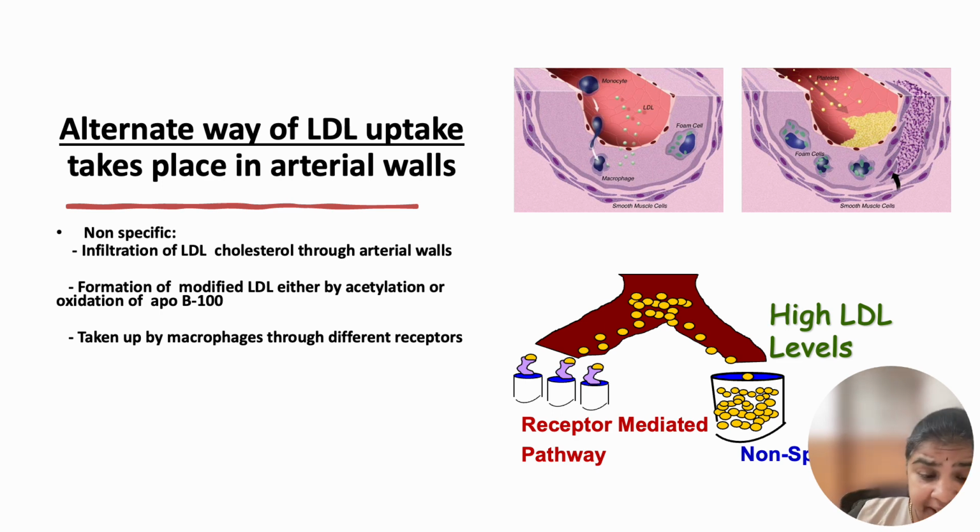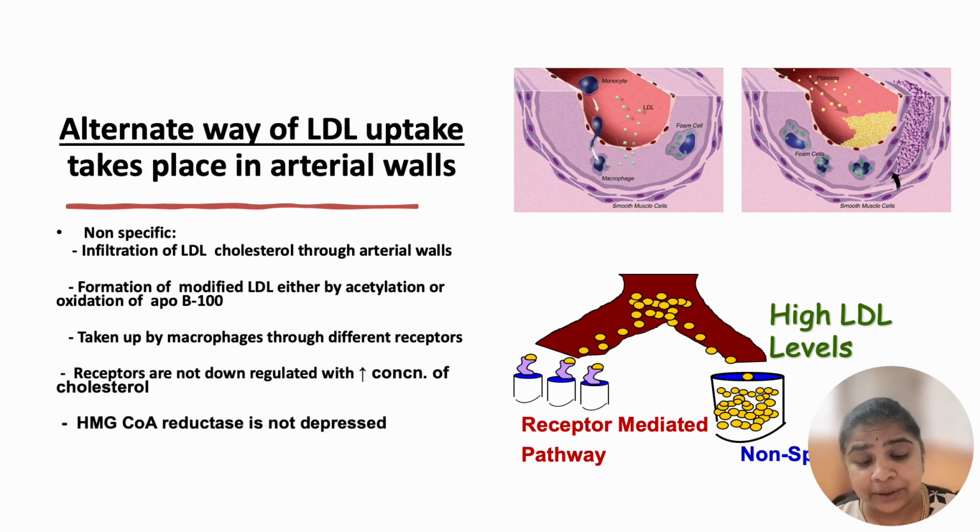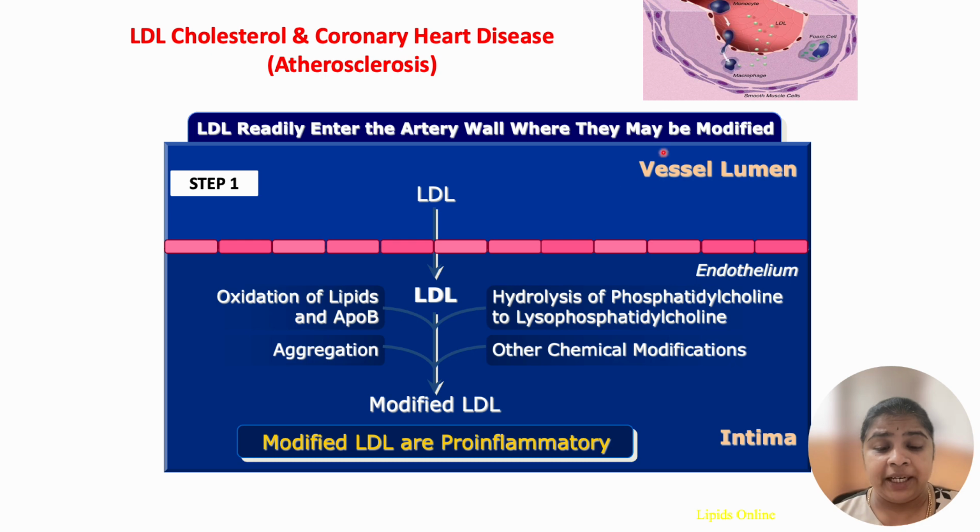Once the LDL enters into the vessel wall, it will undergo further secondary changes. It can be acetylation or oxidation. So, this is called modified LDL, and this modified LDL is going to be taken up by macrophages. Normally LDL will enter into the intimal layer of the vessel wall, and then undergoes modifications to become modified LDL. This modified LDL is a pro-inflammatory substance, that is, it increases inflammation.